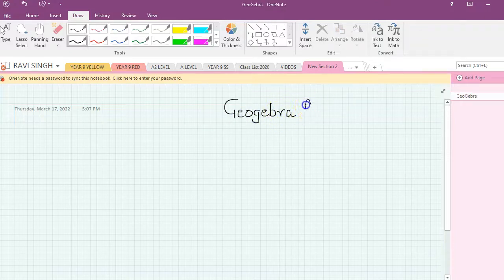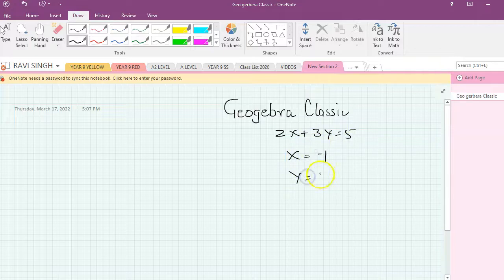There are so many versions, but I think the classic one is a good one, and this one is helpful for graphing questions, especially if you have to make a graph. Suppose you have to make a graph of 2x plus 3y is equal to 5, x is equal to minus 1, y is equal to 2x.